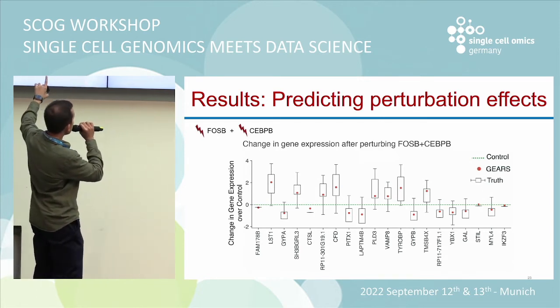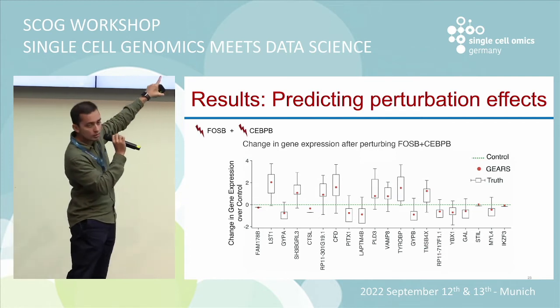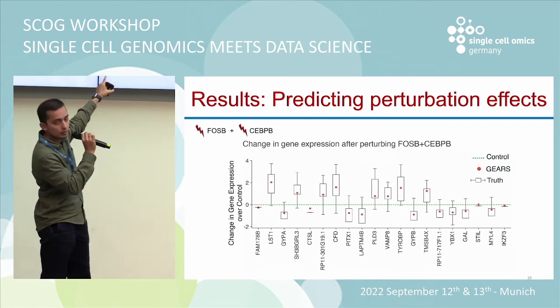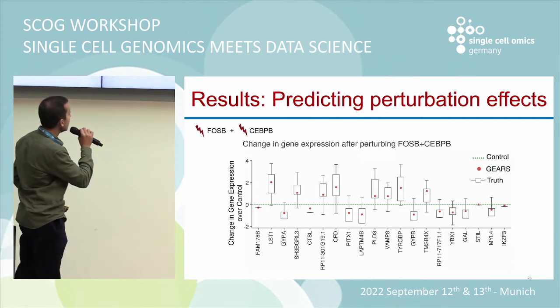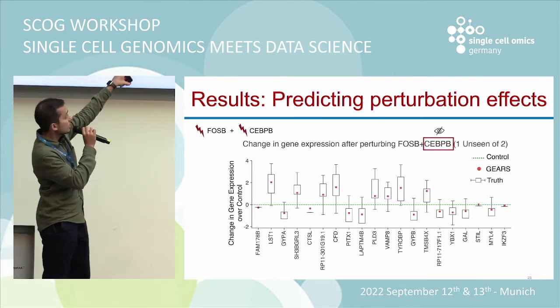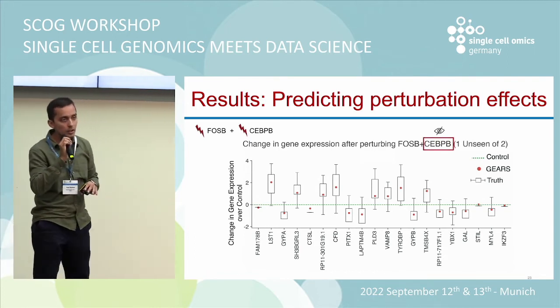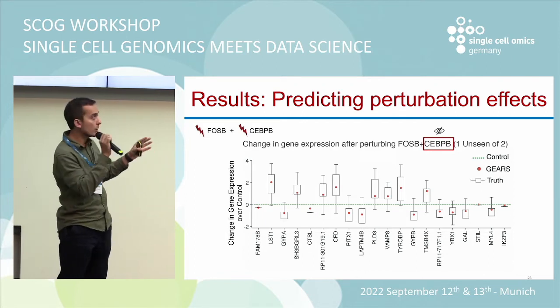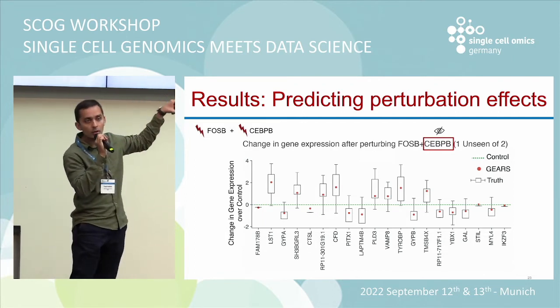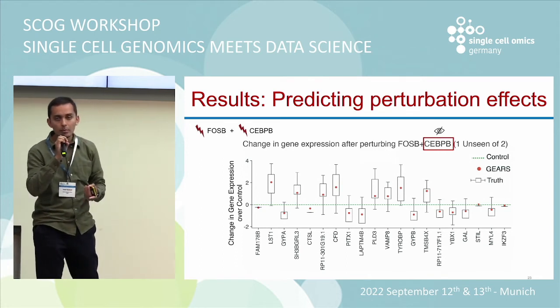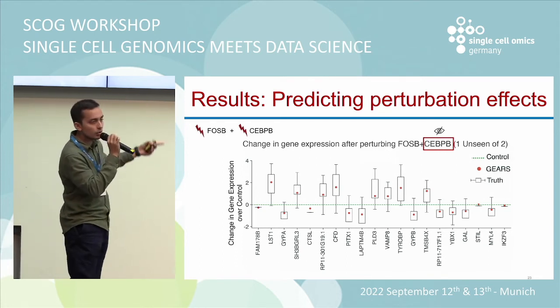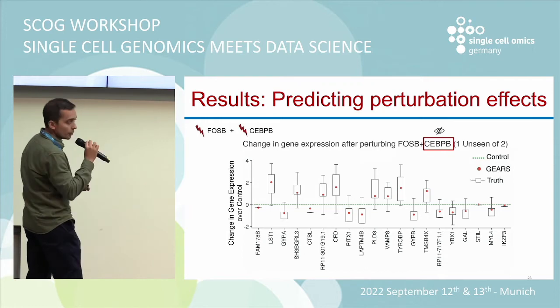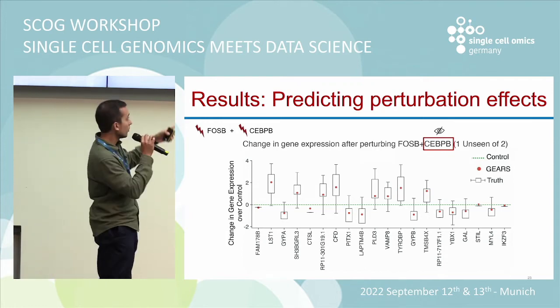What you see is that across the board, we're capturing the right trend, both in cases of upregulation and downregulation of genes. Another interesting thing to note here is that CEBPB was not seen at the time of training. So this is a completely new scenario, where you've never seen this gene perturbed before, but you can still make a prediction for what would happen if you perturb it in combination with something else.